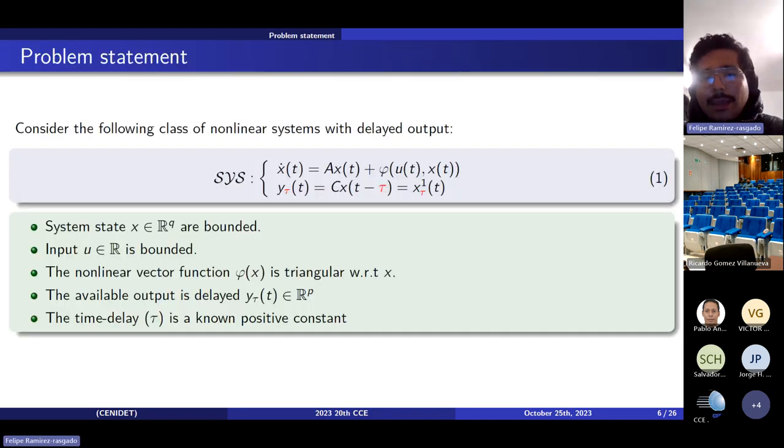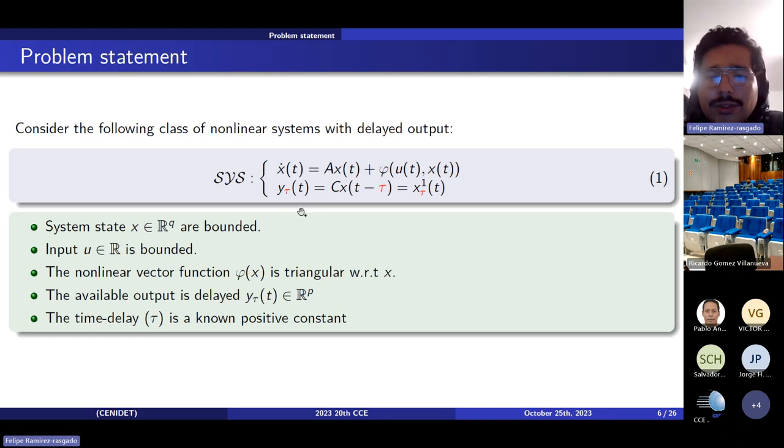This problem can be addressed with the following system shown in equation one, where we present a nonlinear system where the available output presents a time delay. The system states are denoted by X. The input of the system is denoted by U and is bounded. The nonlinear vector function f is triangular with respect to X, and the available output is delayed. The time delay is known and is a positive constant.